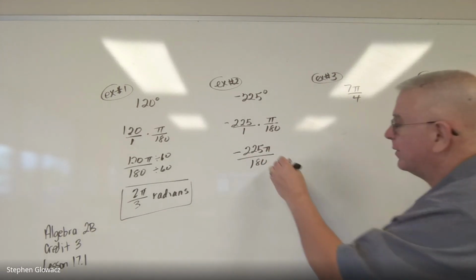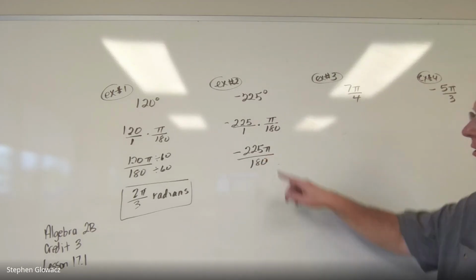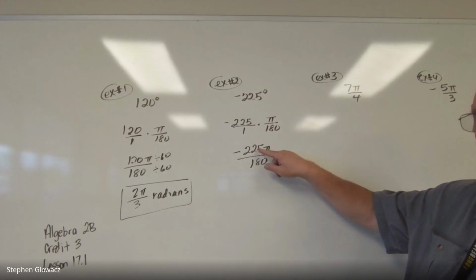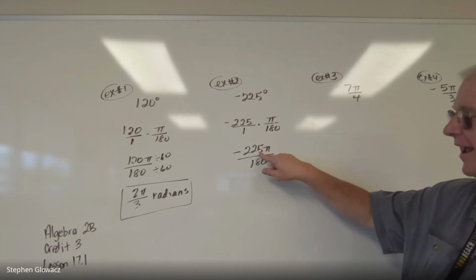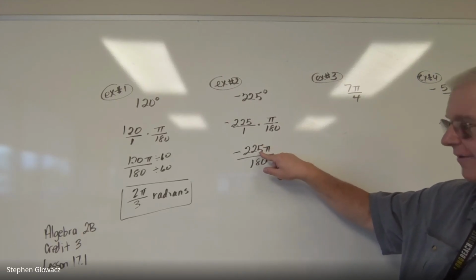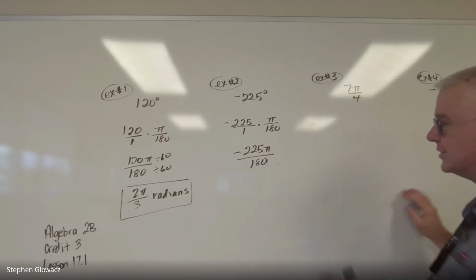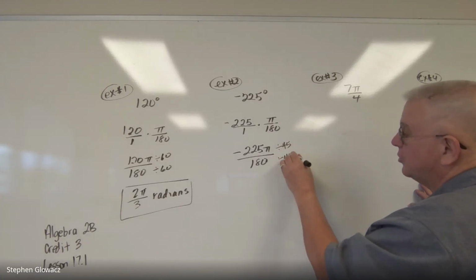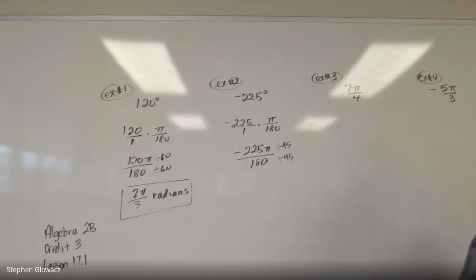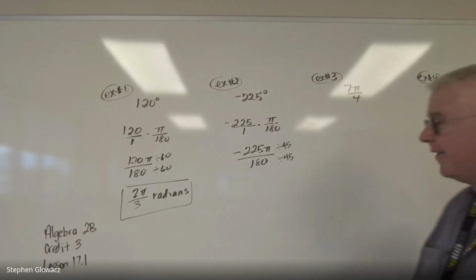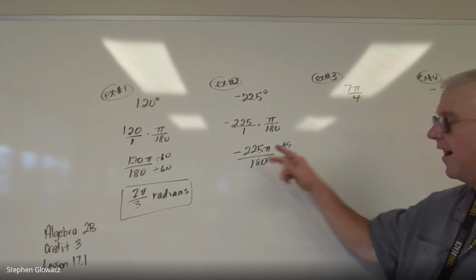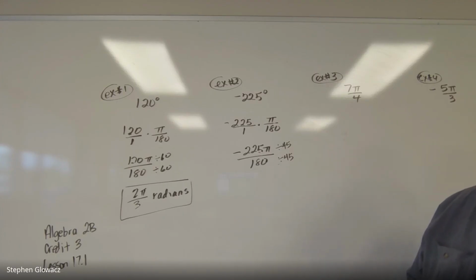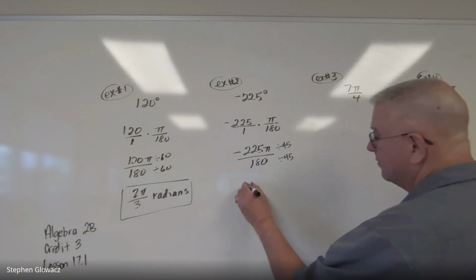Now, remember we said that if the numerator ends, and that's what we're looking at, in a 5, then we will just divide by 45. Now, is that always the case? No, but in these problems, we're giving you that little hint or help that if it ends in a 5, you can just divide by 45. And so let's go ahead and do that. We have negative 225 divided by 45, and that would be negative 5.